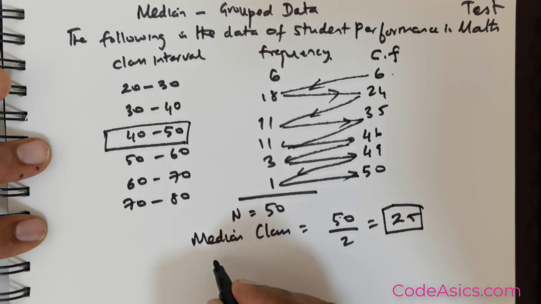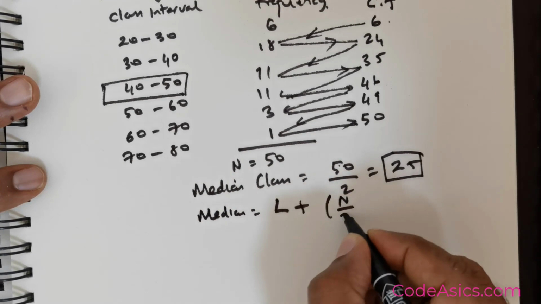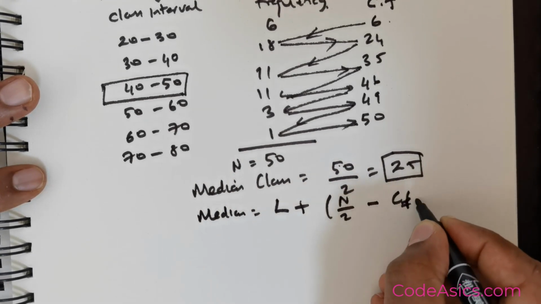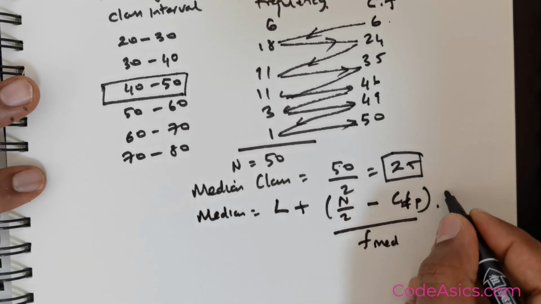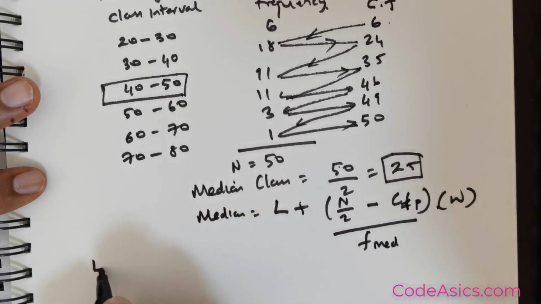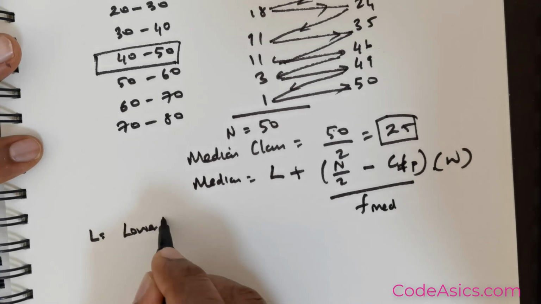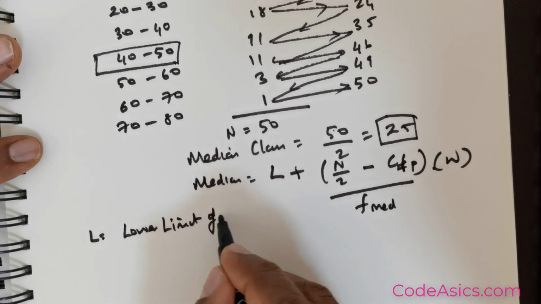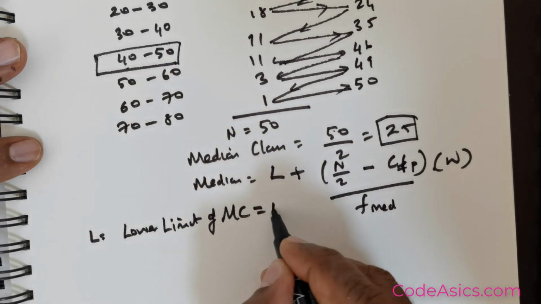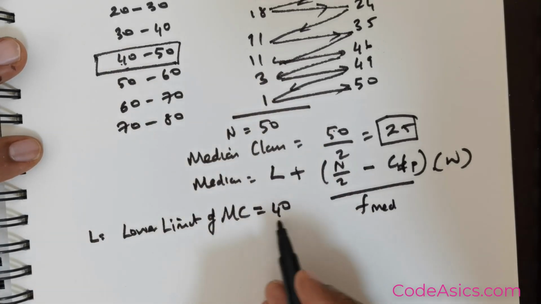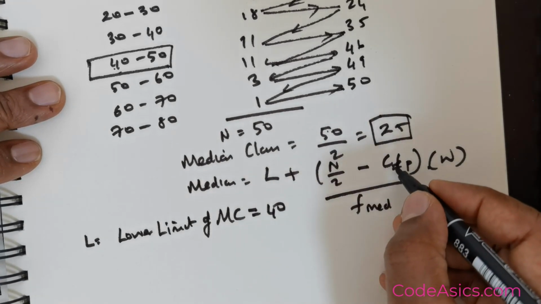Now according to the formula, let me write the formula down. The median is L plus N divided by 2 minus CFP, divided by F MED, and this is multiplied with W. Now foremost, L is the lower limit of the median class. So what is the median class? 40 to 50. And what is the lower limit here? 40 is the lower limit. So L is obtained to be 40. Now we have already got N, which is 50. Now we need to know CFP. Now what is CFP?